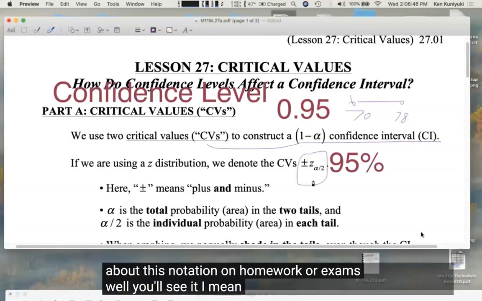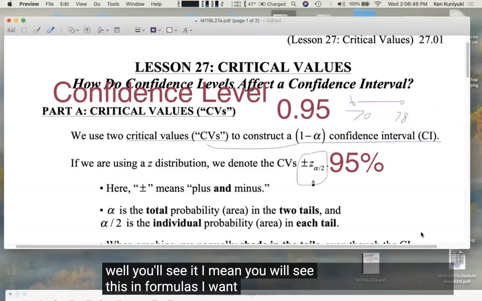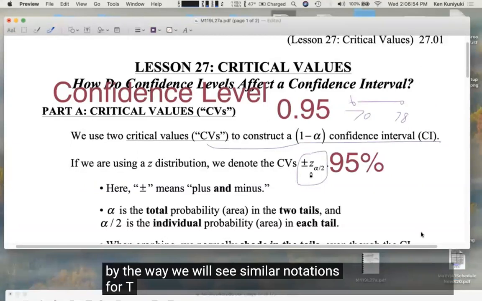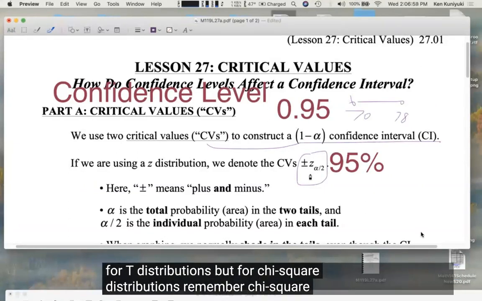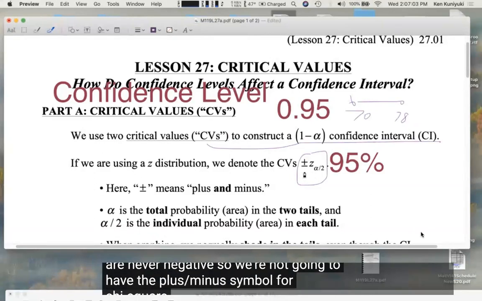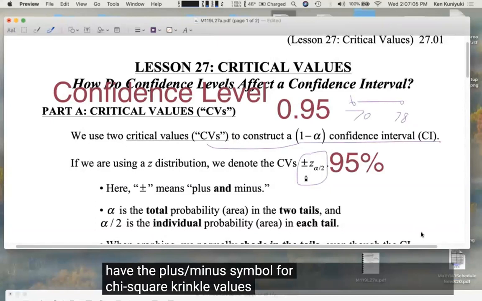Well, you'll see it. I mean, you will see this in formulas. I want to explain why this notation looks the way it does. And by the way, we will see similar notations for t-distributions, but for chi-square distributions, remember, chi-square values are never negative, so we're not going to have the plus-minus symbol for chi-square critical values. Anyway, let's explain this notation.